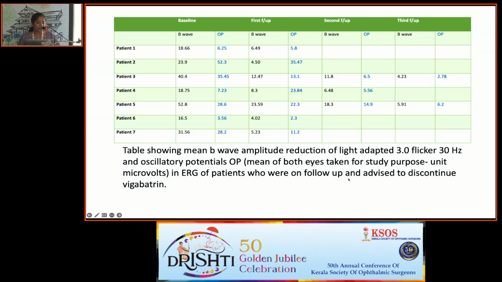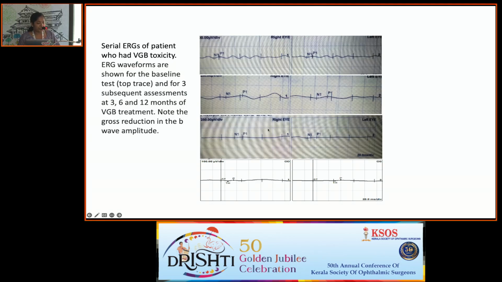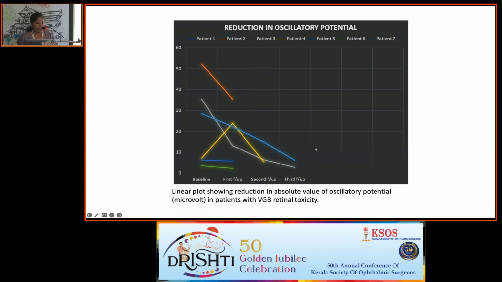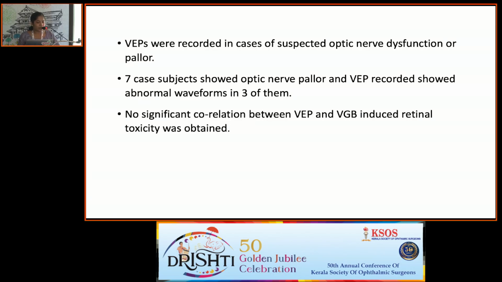This is a table which shows the mean B wave amplitude and the oscillatory potential reduction of the values of the light adapted 3.0 flicker 30 Hz. This is a serial ERG of a patient who had Vigabatrin toxicity, and the top trace shows the baseline ERG and the subsequent ERGs on follow-up. We can see the gross reduction in the B wave amplitude from this picture. This is a linear plot which shows the percentage reduction of the B wave amplitude from baseline through the follow-up visits in all the 7 patients who had developed toxicity. This is also a linear plot showing the reduction in the oscillatory potentials in the patients who developed Vigabatrin toxicity.